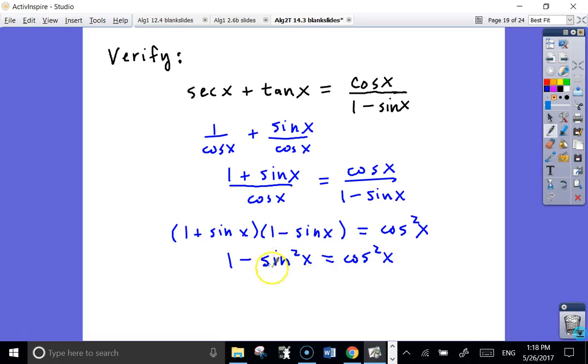You know, I could rearrange this. I could add sine squared to the other side, and I would get 1 equals sine squared plus cosine squared. I could even take it one more step: 1 equals 1. There you go. I made them meet in the middle. And now I've got 1 equals 1.